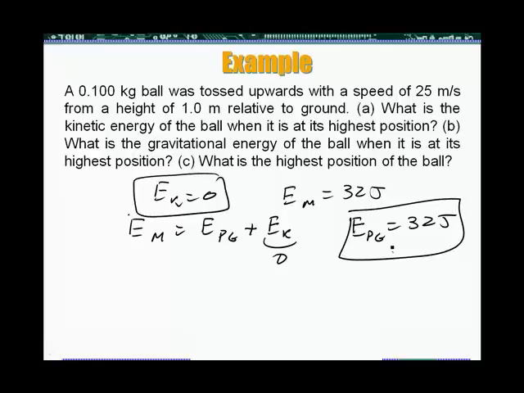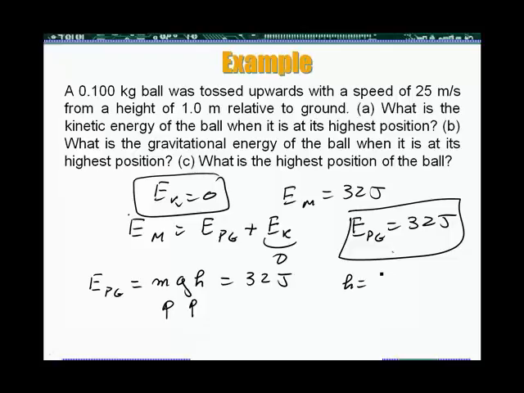That's part B. Now the third question, what is the highest position of the ball? To find the highest position, all we have to do is write the expression for the gravitational potential energy. It is mgh. And we know that it should be equal to 32 joules. We know what g is, we know what m is, so we solve for h.